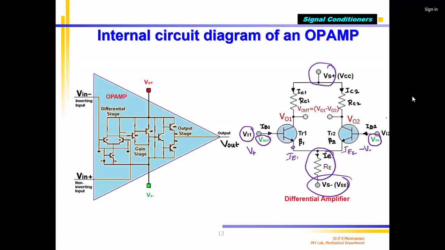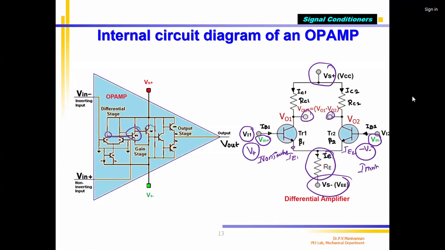The advantage is, if I use this, one is called V plus, the other one is V minus, which is called the inverting input. The other one is called the non-inverting input. Correct? Okay. So the output from the first stage is this. This will be given to the next stage. You can see that from here it is given to the next stage.